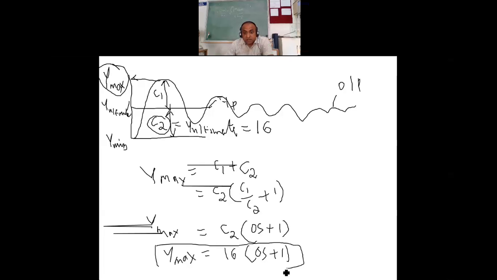So this is how to find the Y maximum. I think you recall these steps. These steps I told you earlier. That is C1 plus C2, so C2 you take outside. But here C2 is your ultimate value, which is nothing but the 16 you obtained from the previous step. So substitute, and you'll get the Y max. This is how you have to solve the problem.